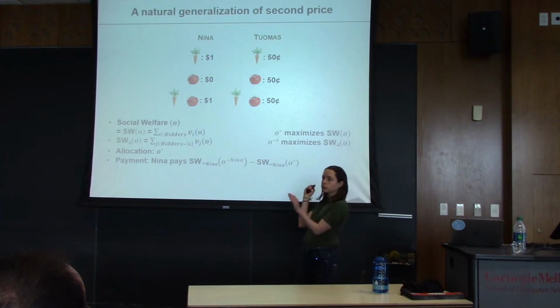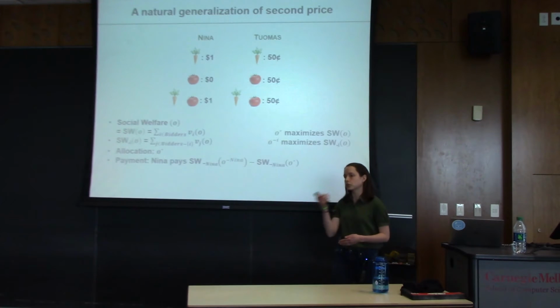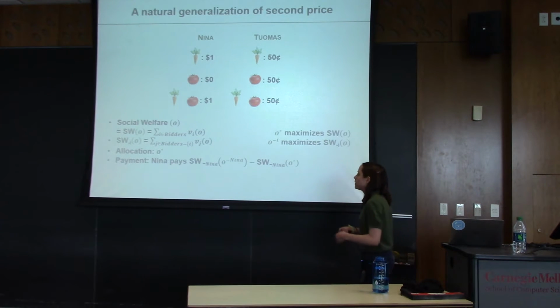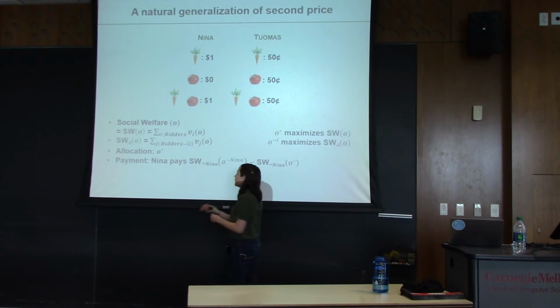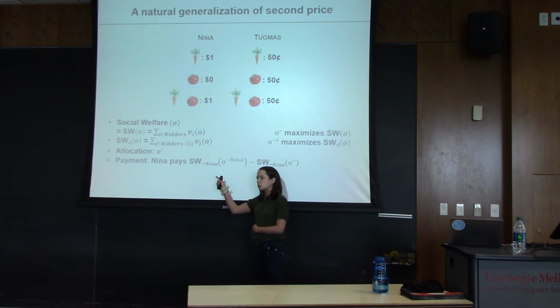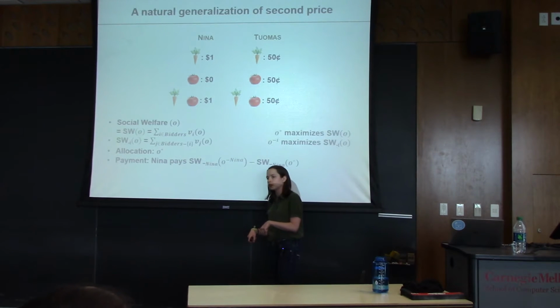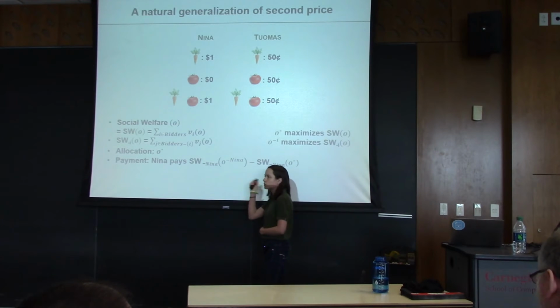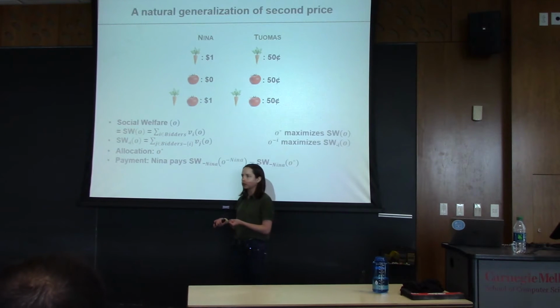Okay, so in this natural generalization, the allocation is the social welfare maximizing outcome. And then, for example, what are the payments? Well, Nina, or respectively Tuomas, is going to pay the highest social welfare achievable for the other bidders without her participation in the auction, minus the social welfare of the other bidders given her participation. So you can think of this as measuring the difference between how much happier the bidders would have been if Nina hadn't participated in the auction.